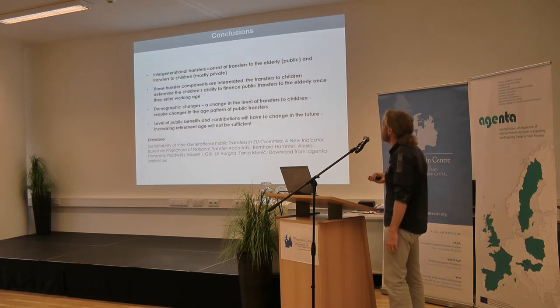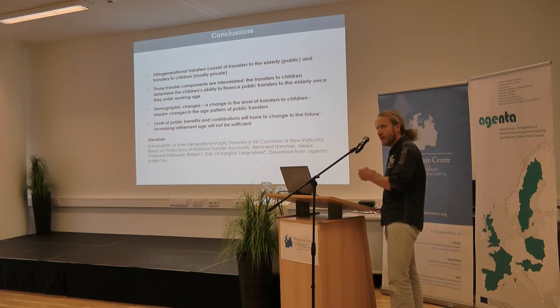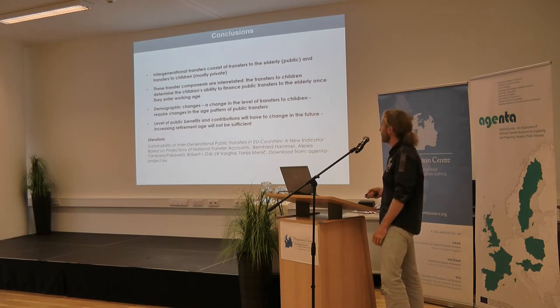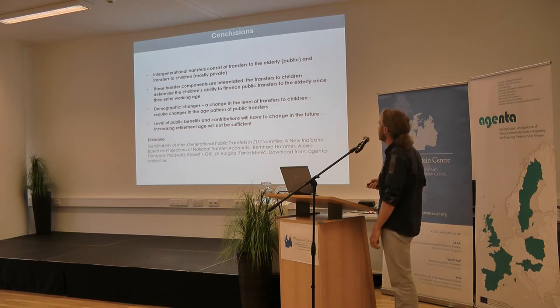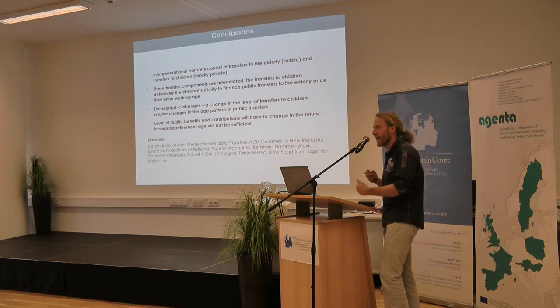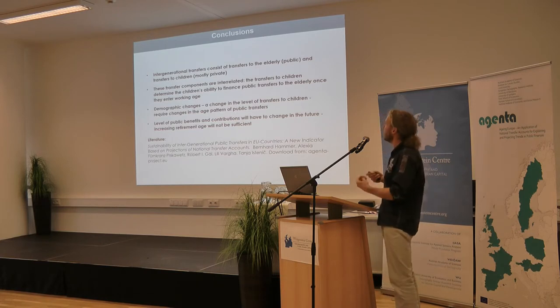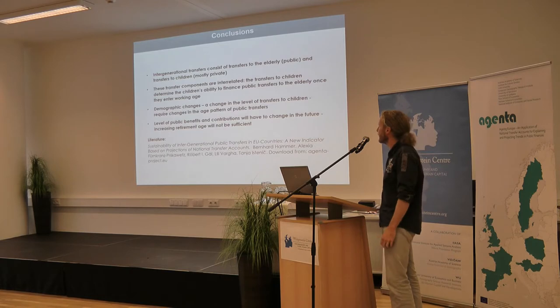So when we conclude, the important message is that the intergenerational transfers consist of transfers to the elderly and of transfers to children. Transfers to the elderly are mainly public transfers. The transfers to the children are mainly private transfers. These transfer components are interrelated. So the transfers to the children, in terms of their number and their education, determine the children's ability to finance the public transfers to the elderly once they are in working age.